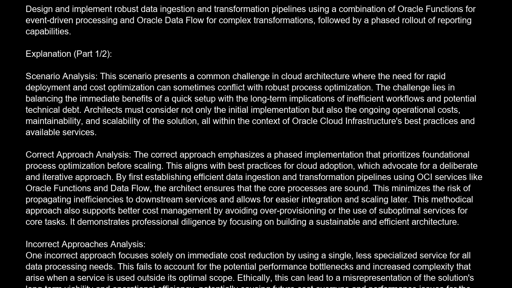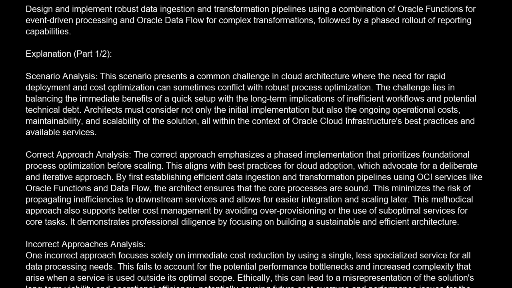Correct approach analysis. The correct approach emphasizes a phased implementation that prioritizes foundational process optimization before scaling. This aligns with best practices for cloud adoption, which advocate for a deliberate and iterative approach. By first establishing efficient data ingestion and transformation pipelines using OCI services like Oracle Functions and Data Flow, the architect ensures that the core processes are sound.